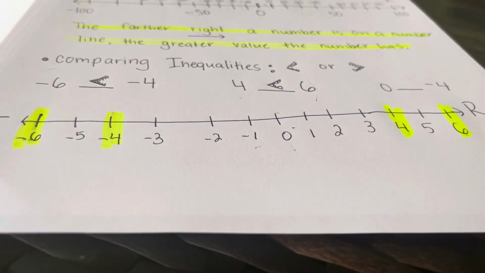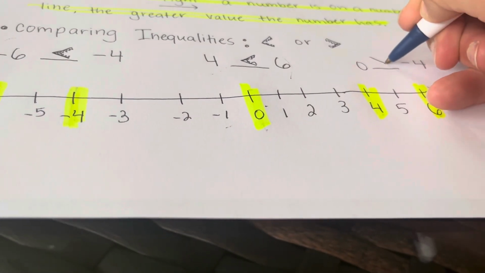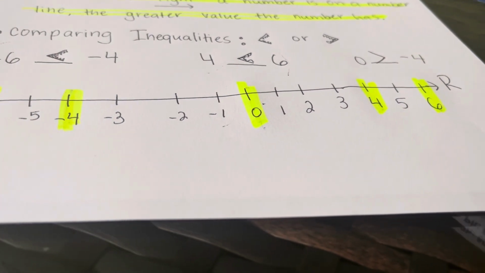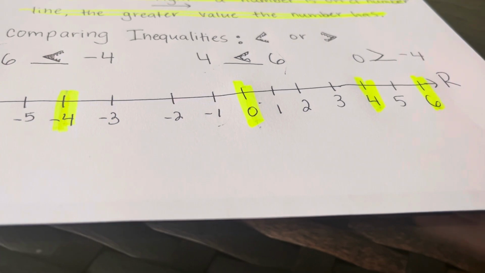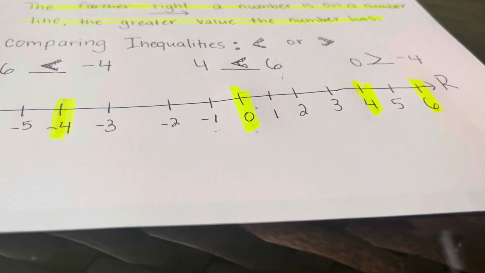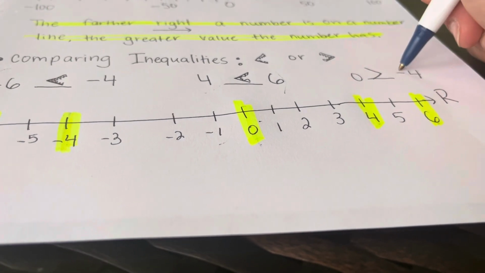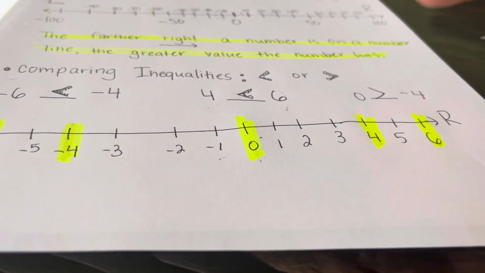0 and negative 4. Negative 4 is already highlighted. Here's 0. I know that 0 is greater than negative 4 because it's farther right on my number line. And negative 4 really means 4 behind 0, 4 less than 0. You're taking 4 from 0 when you already don't have anything to start with.